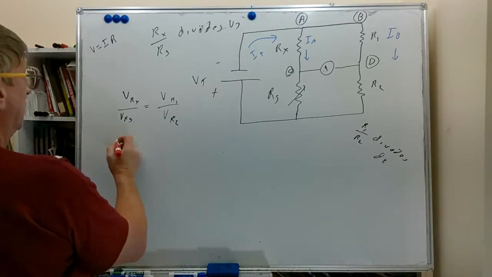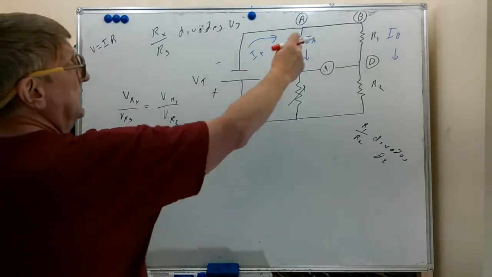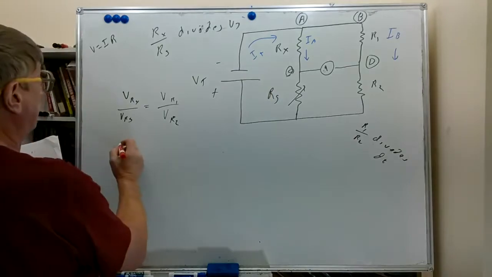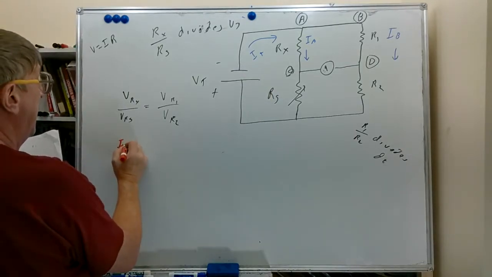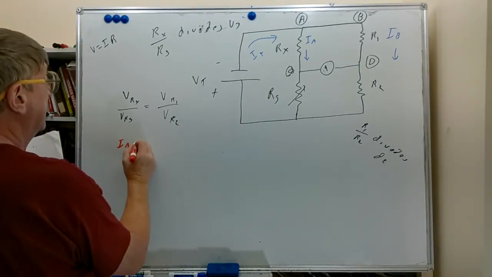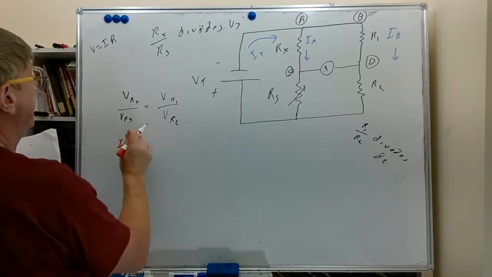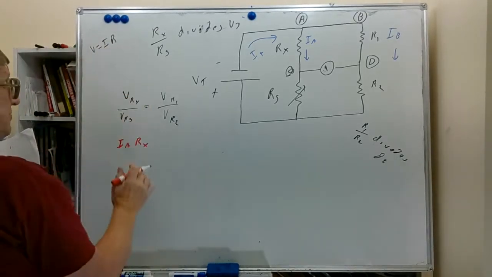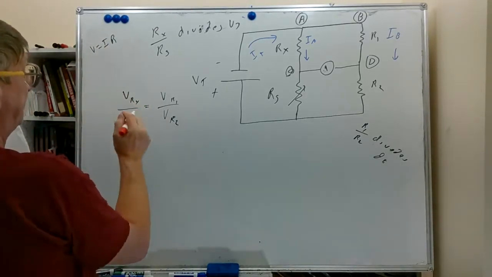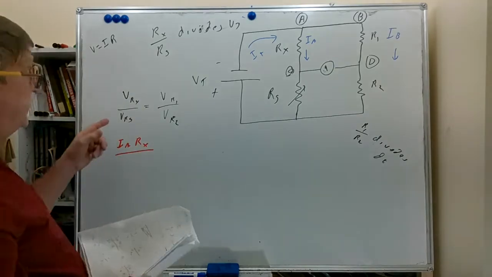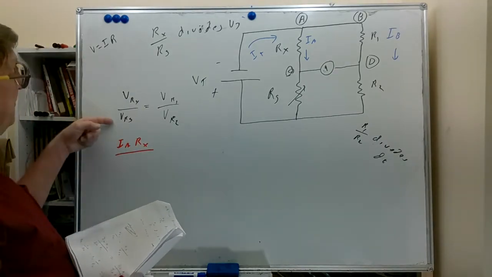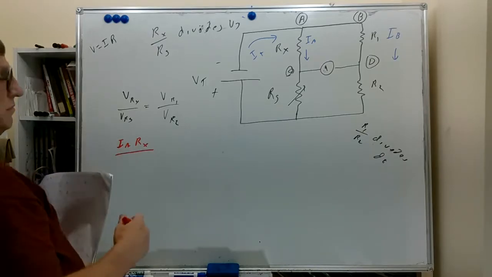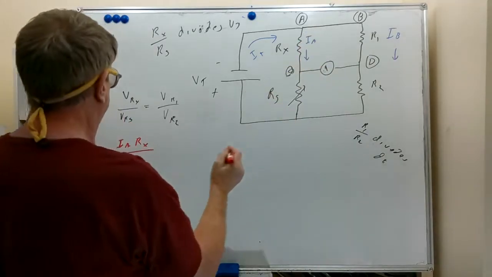VRX, well, that's going to be equal to IA times RX. So we can just substitute IA times RX. And that's directly from our voltage equals I times R. We've substituted that for VRX. And we can do likewise with VRS, which is IA times RS.